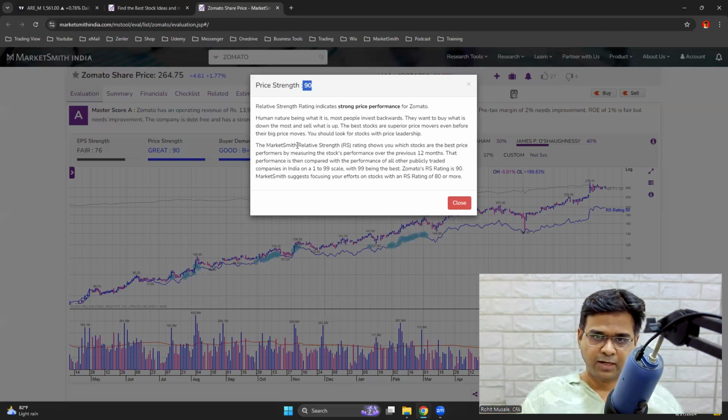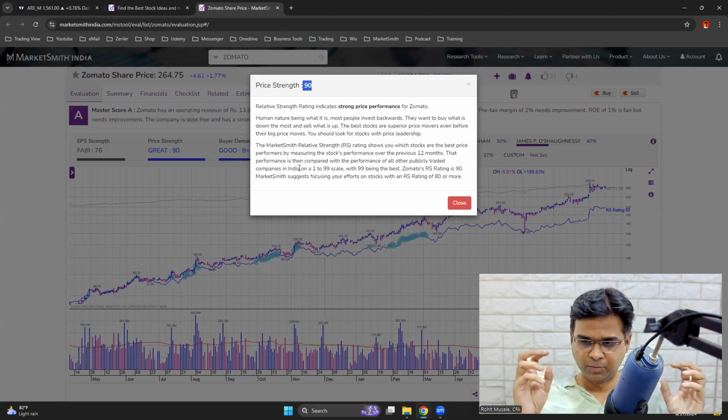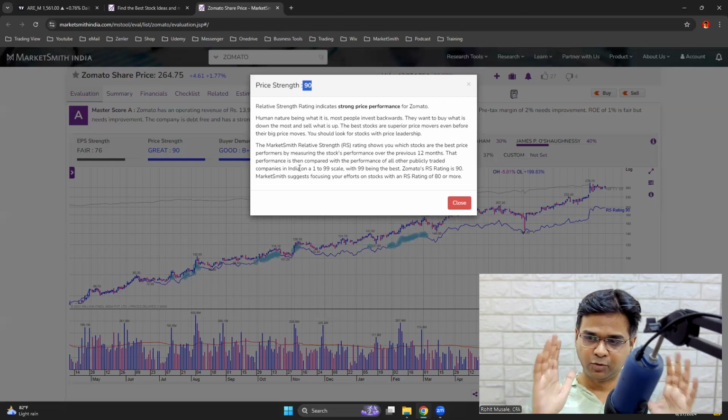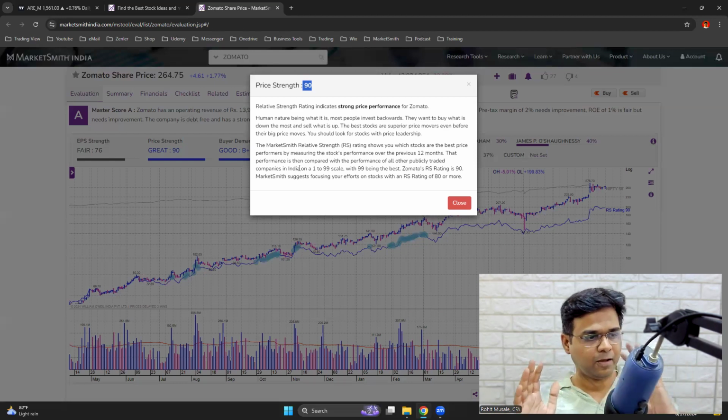The MarketSmith relative strength rating shows you which stocks are the best performers by measuring the stock's performance over the previous 12 months, as we discussed, 52 weeks. That performance is then compared with the performance of all other publicly traded companies in India. So you take the 12-month performance of this stock, compare it to the 12-month performance of all the other stocks in the Indian stock market, and then you give them a ranking.